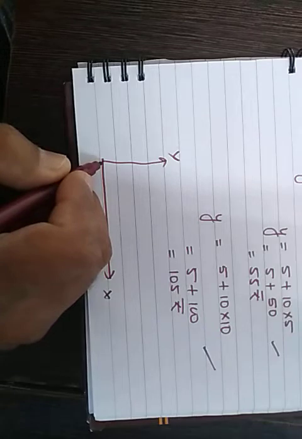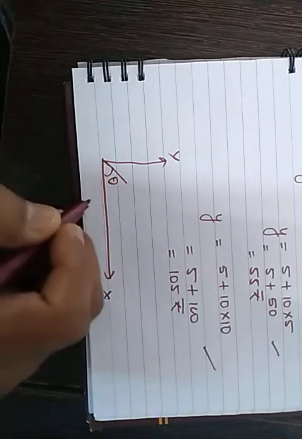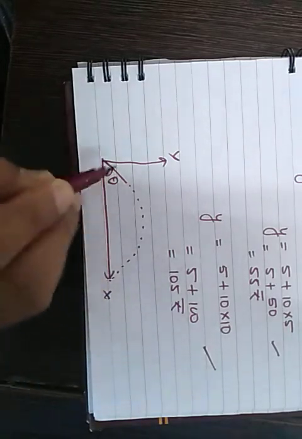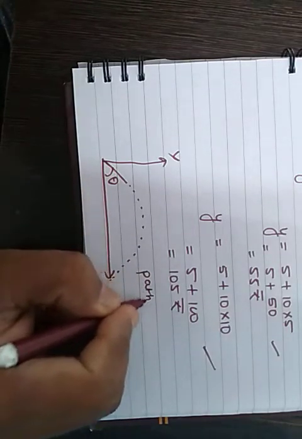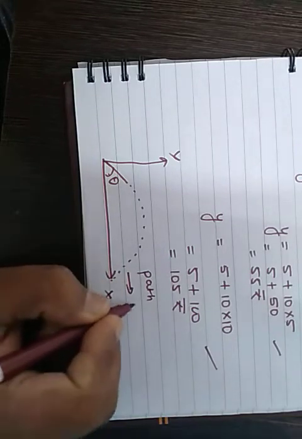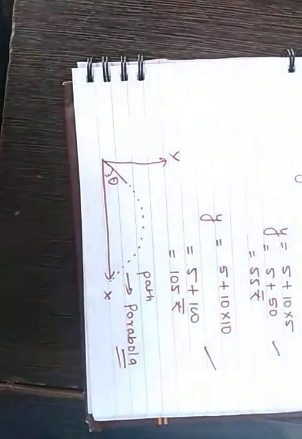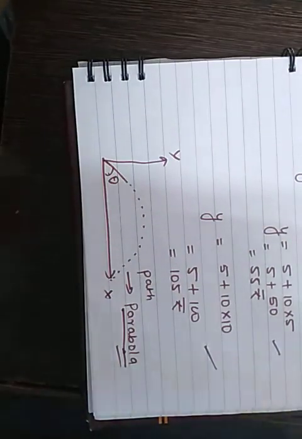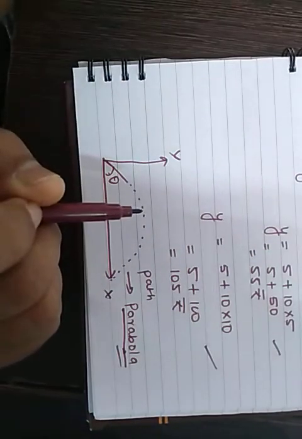Next situation, like if this is a coordinate axis, this is our x-axis and this is our y-axis, and I will throw a ball at an angle theta. So the trajectory of this ball will be like this. Every time we throw a ball at an angle, its trajectory, meaning path, is like this, and this path is known as parabola. This parabola is represented by a type of polynomial equation, that is a quadratic equation.